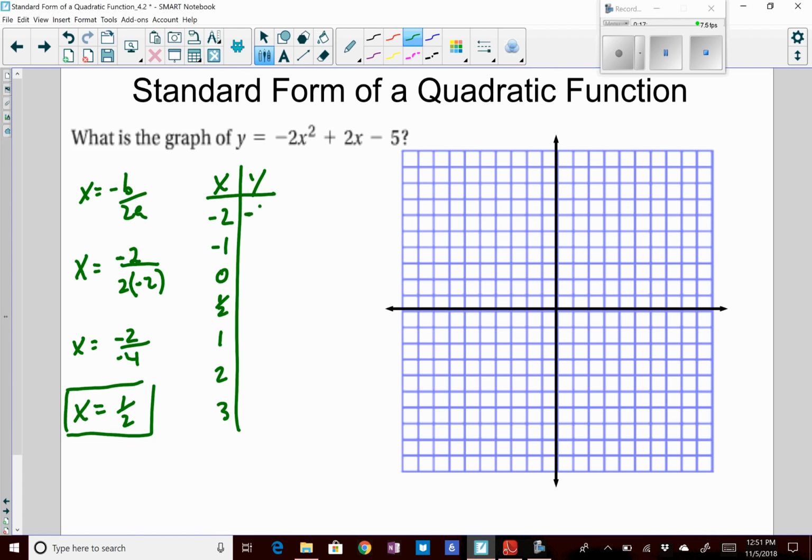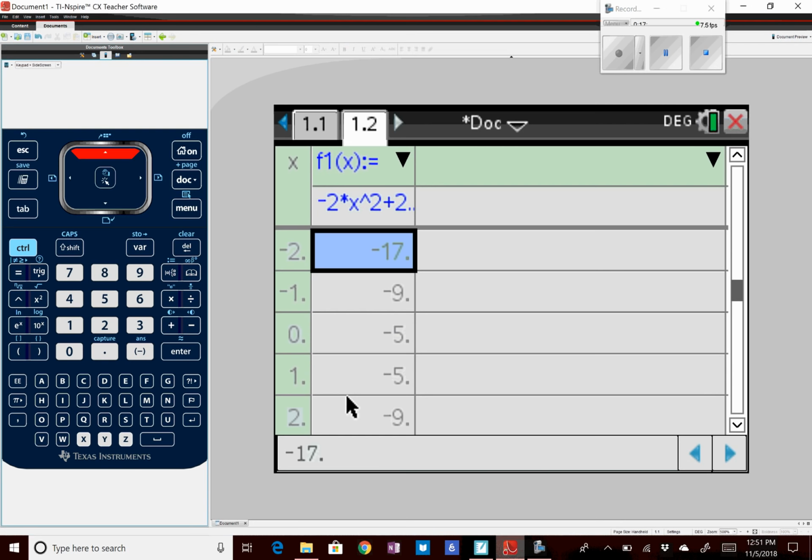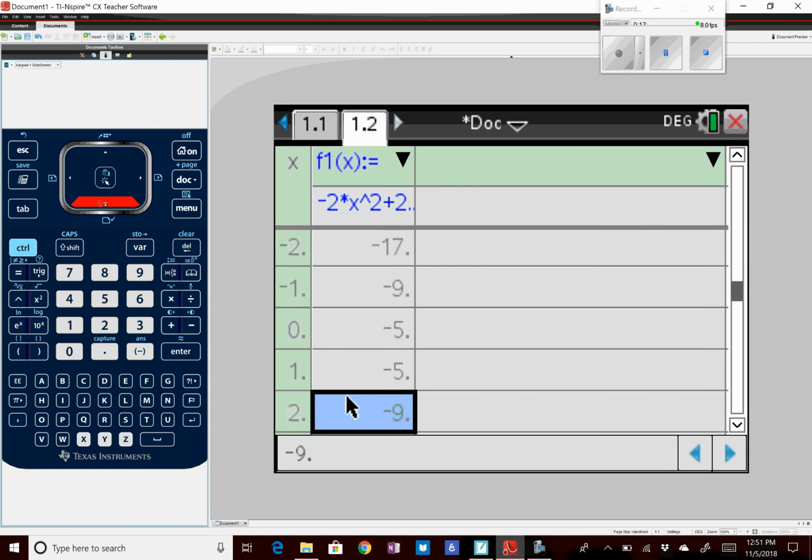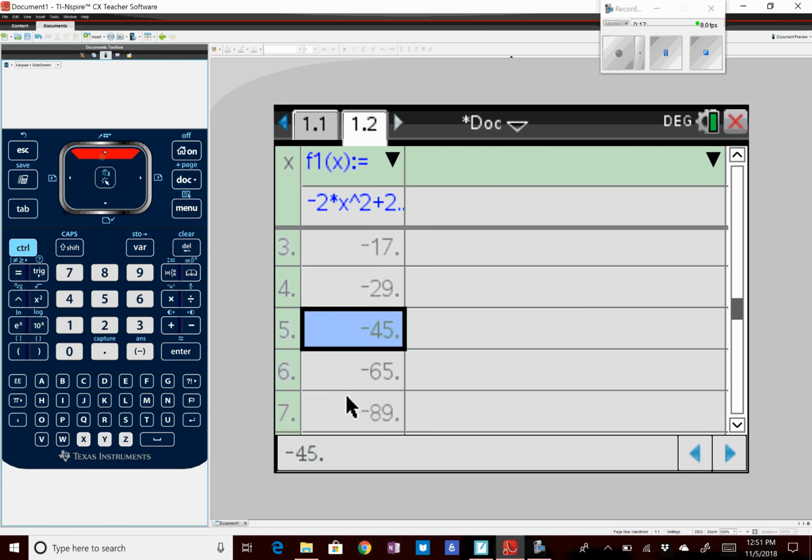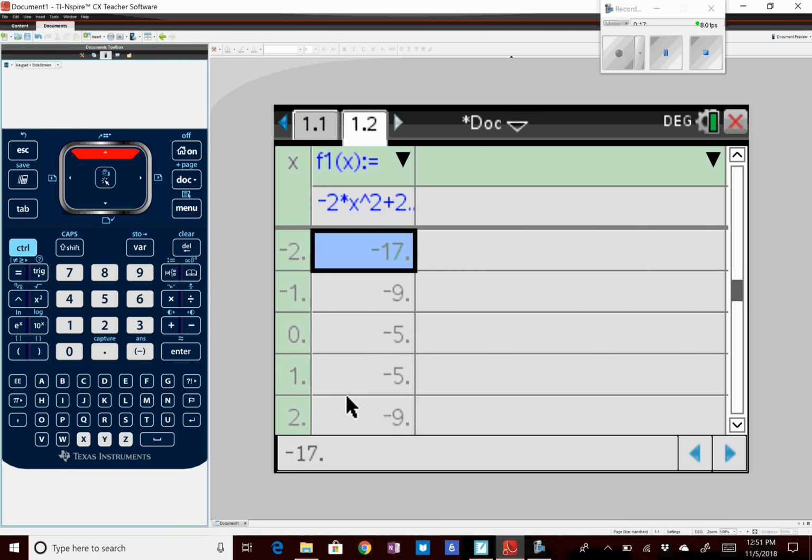So we have -17, -9, -5, -5, -9, and -17. So now you notice that we don't have a value here in our table because our table is only showing integers. So we have to figure that out on our own.